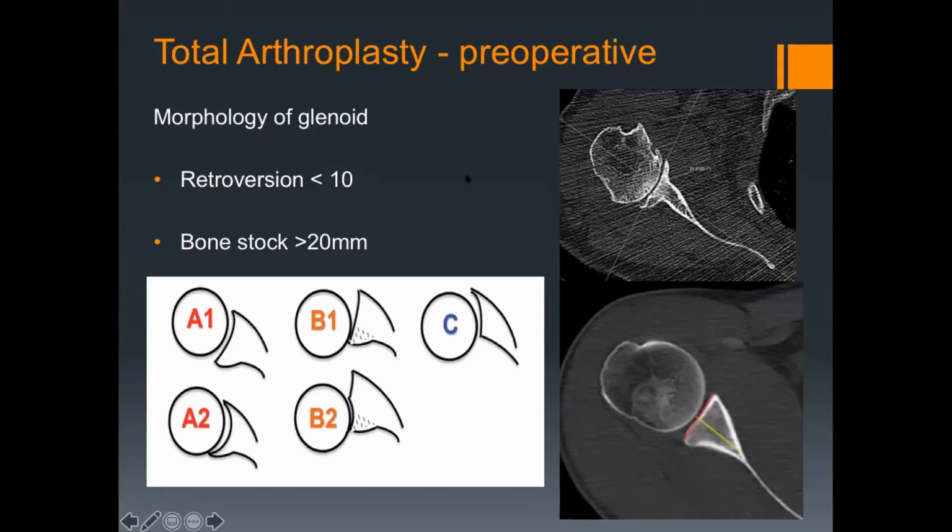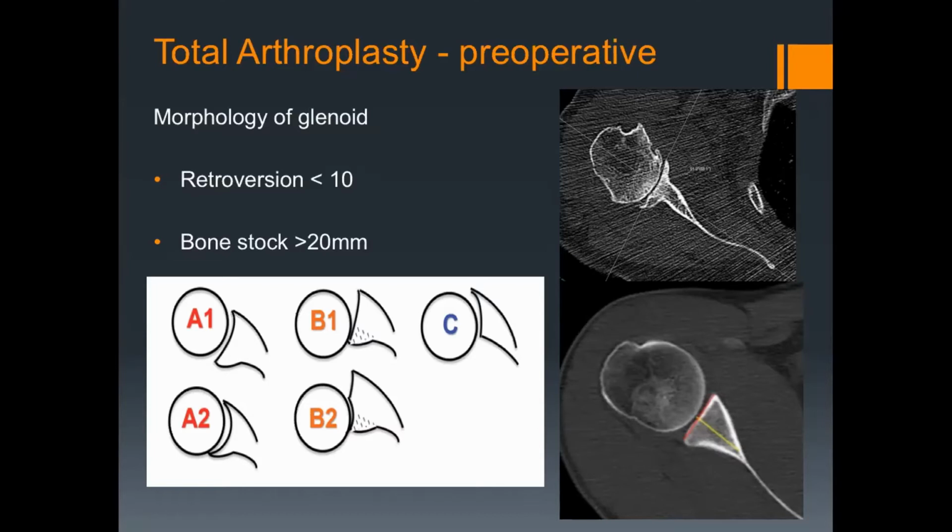Any excessive retroversion, so posterior angulation of the glenoid face, is important to flag up to the surgeons, because if it's not identified preoperatively and you place a glenoid component in a retroverted glenoid, it predisposes it to early failure and posterior instability. A value of less than 10 is okay, but roughly anything above 10 will require some sort of surgical intervention.